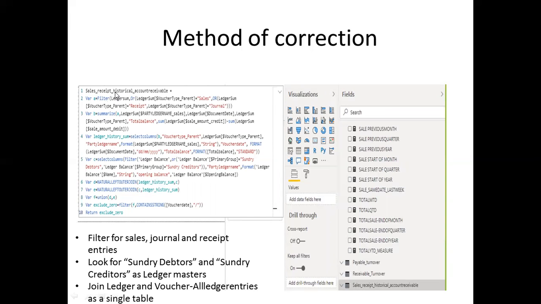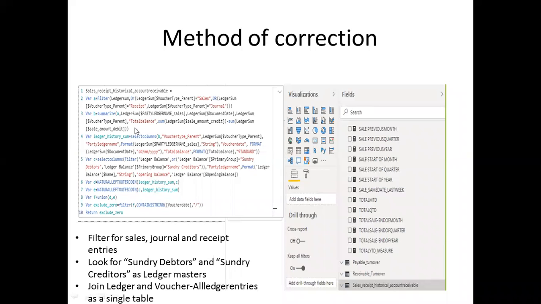In the first case, we have filtered the data based on walking the ledger entries, and we filtered it for sales, receipt, and general. Thereafter, we have summarized the data and looked at credit minus debit. We've looked at the total balance, and then at the party ledger name and the document date. Then we have selected the columns from this particular table. Then we have looked at the ledger balance and the primary group. In the primary group, we have looked at sundry debtors or sundry creditors. We looked at the party ledger name and the opening balance.